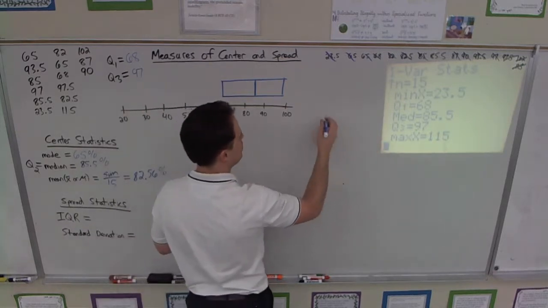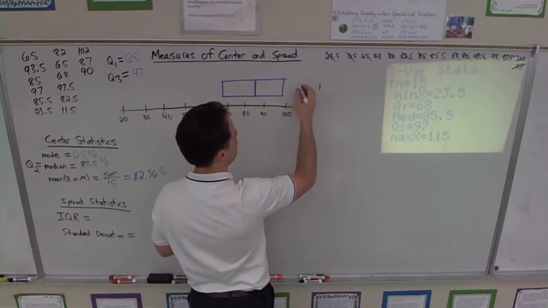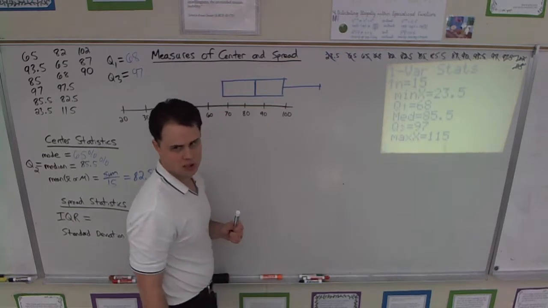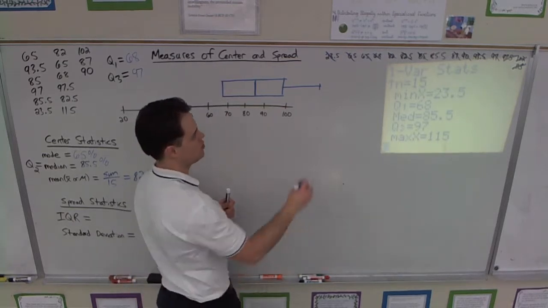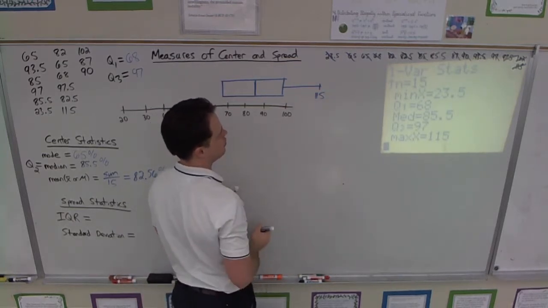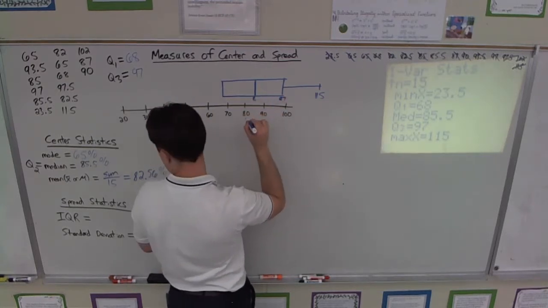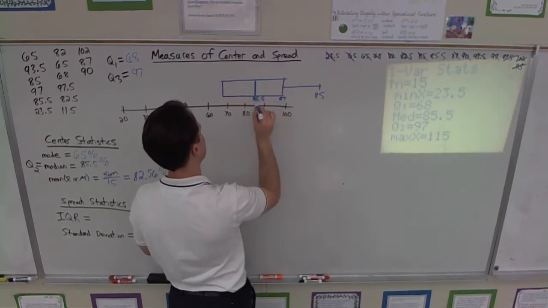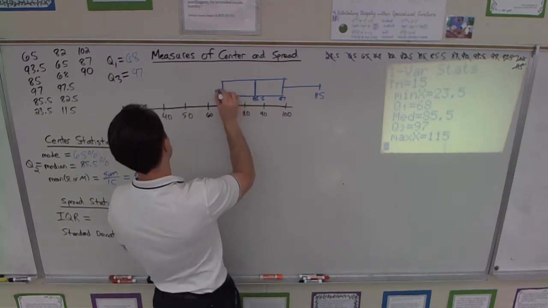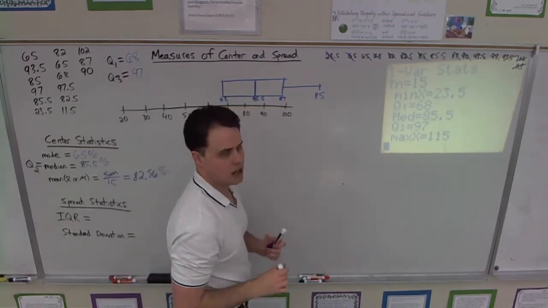And the max is 115, which is pretty close up here, about right there maybe, just kind of guessing. And there's my plot. It's also a good idea to label these as what they actually are, right underneath, just for reference. 85.5 and 68. Now, I'm not going to draw this whisker yet.